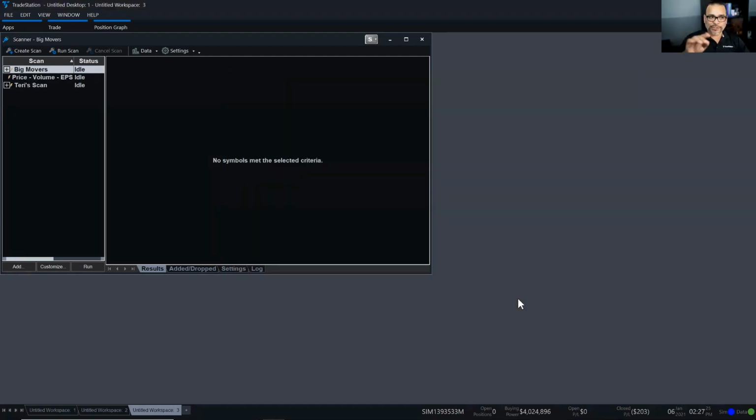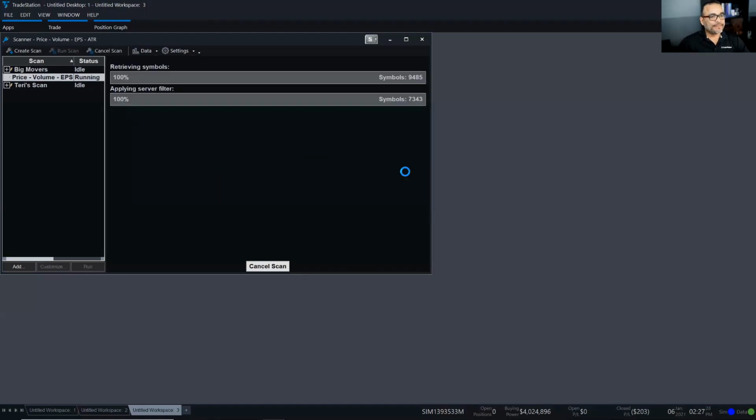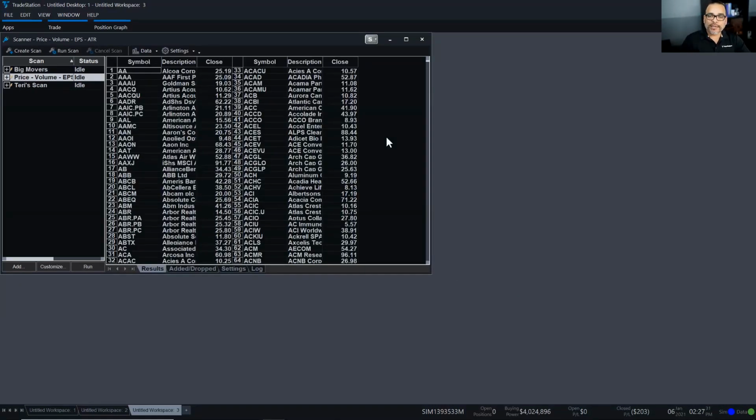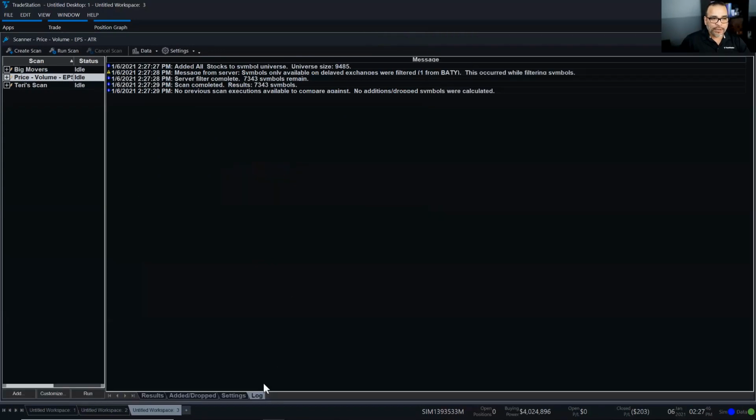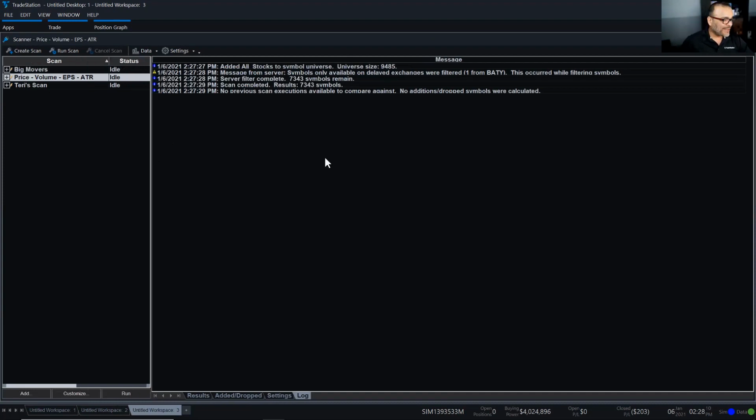And I'm going to show you a couple things here. Okay, you can see how quickly that scan ran, and it gave me the results automatically. But rather than looking at the results now, I'm going to click on this little tab down here at the bottom. This is the log. Let me resize this scanner so that we can see it better. Okay, I go to the log. Take a look at the very top. It says the universe size is 9,485. I'm not sure if you guys can see that.